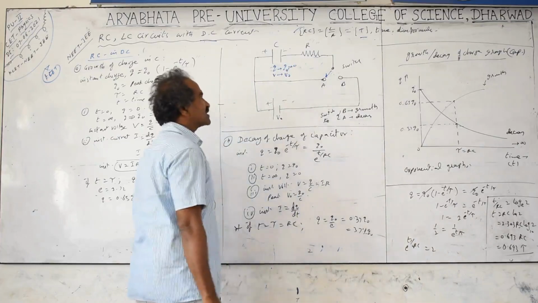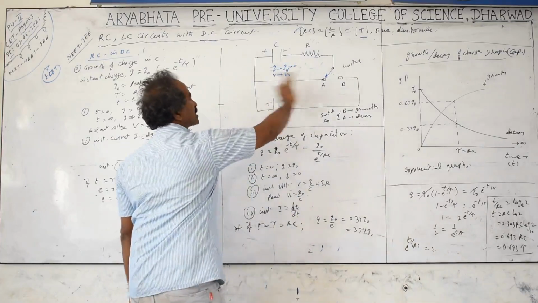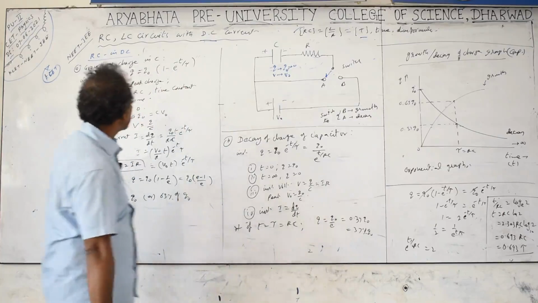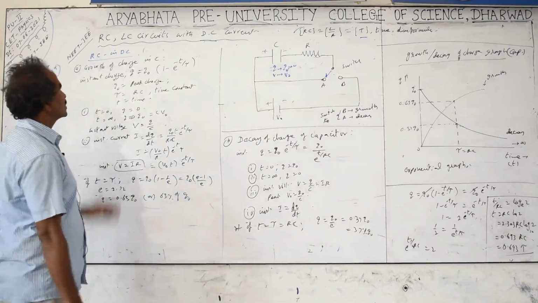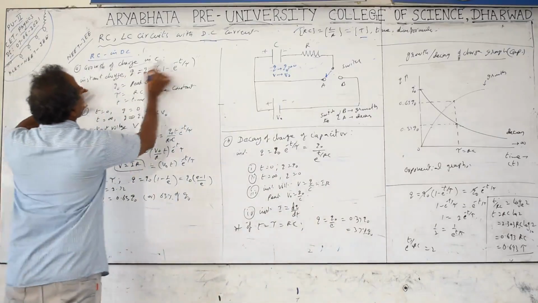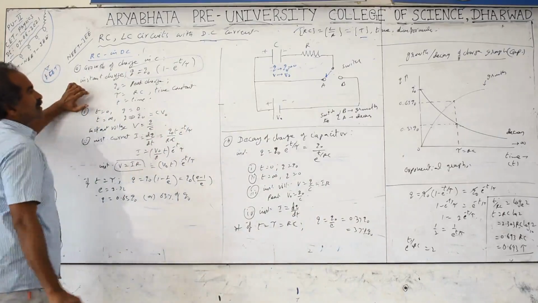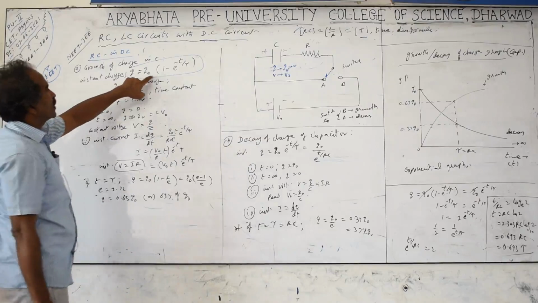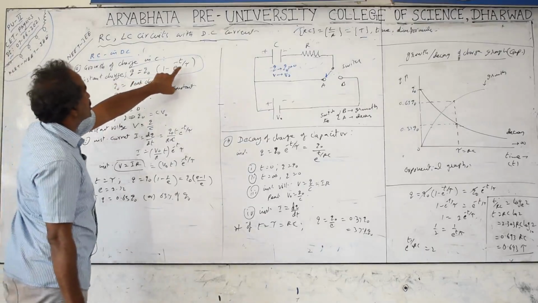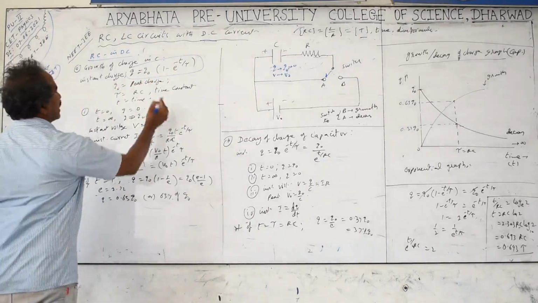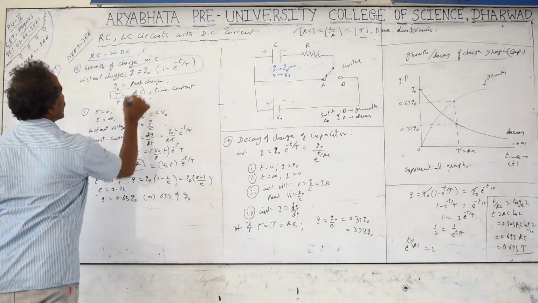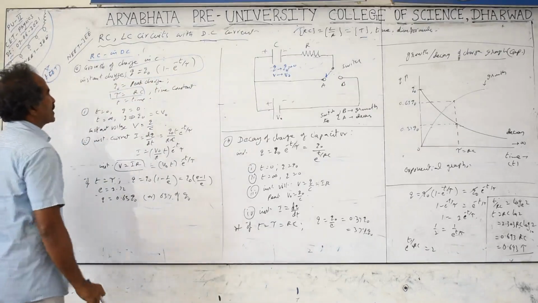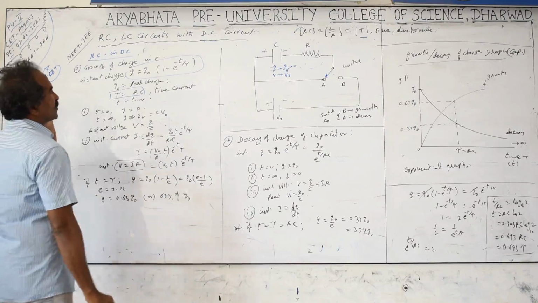And after a long time, meaning after infinite time, the charge is 0, meaning the capacitor is completely discharged. The corresponding equation we take, while charging, is the charge formula Q equal to Q naught into 1 minus e to the power of minus t by tau. This tau is called the time constant, RC. R into C, resistance into capacitance, is called the time constant, and Q naught is the peak charge.